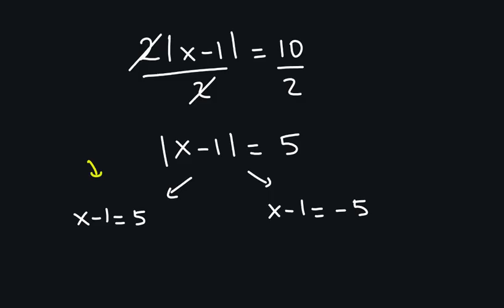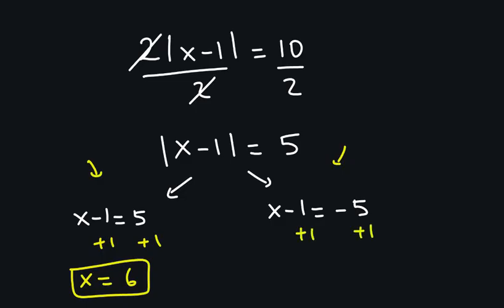Let's start with the first one. To isolate x, I need to add 1 to both sides. So x equals 5 plus 1, 6. That's my first answer. And the second case, x minus 1 equals -5. Again, to isolate x, I need to add 1 to both sides. On the left side, -1 and +1 cancel out. X equals -5 plus 1, which is -4. So that's the second answer. X equals 6 is the first solution, and x equals -4 is the second solution.